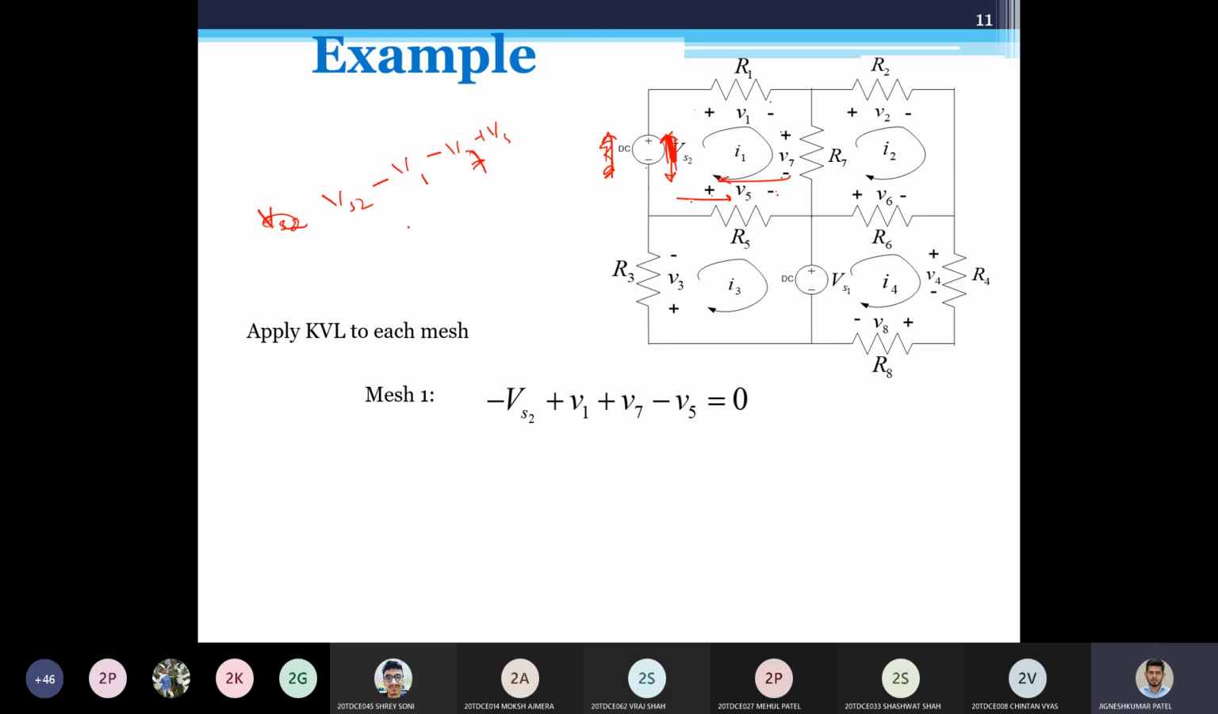If you go in opposite direction like this, in that case I will be having minus vs2. Okay, so I'm going actually negative to positive here, so minus vs2. Then I'm going positive to negative, so again minus v5. Then I'm going negative to positive, so I'll say plus v7, and negative to positive, so I'll say plus v1.